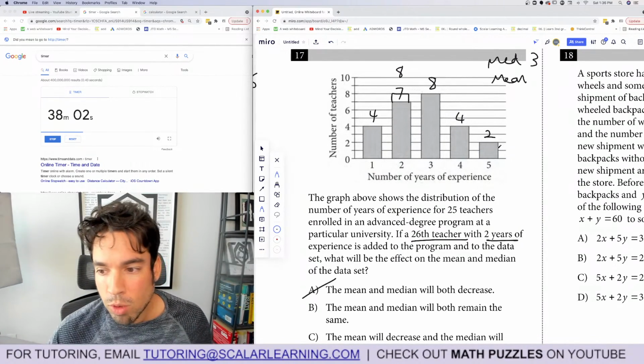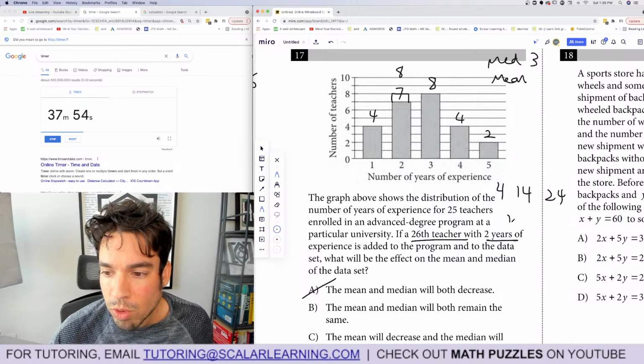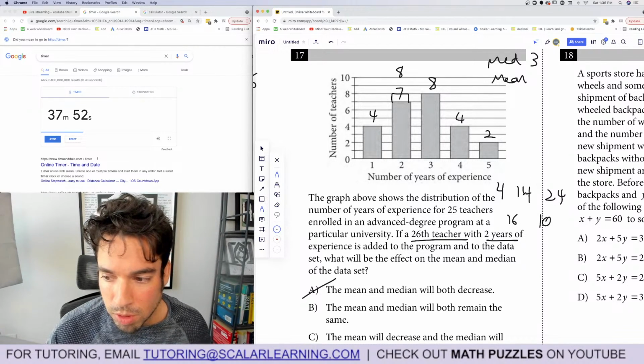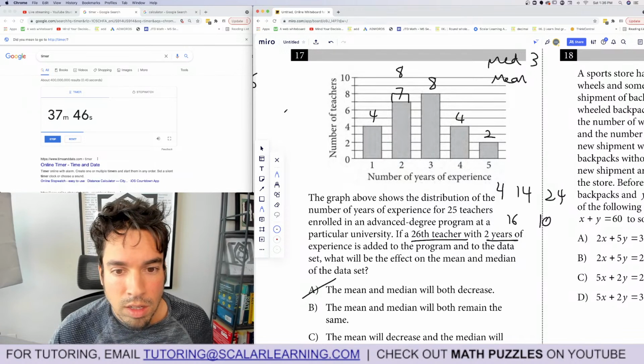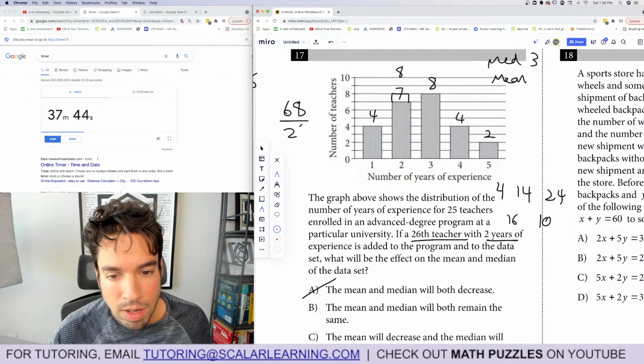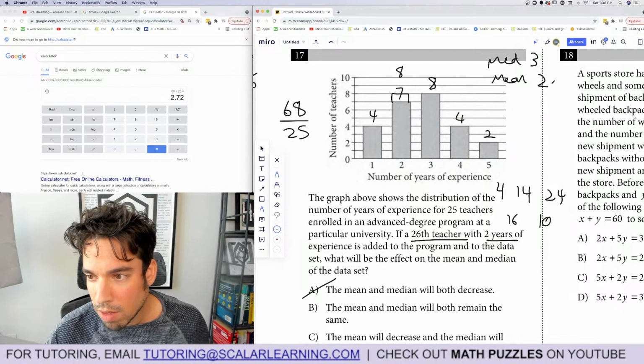So the sum is 4 times 1, which is 4. 7 times 2, which is 14. 8 times 3 is 24. 4 times 4 is 16. 2 times 5 is 10. So I'll just do this mentally: 38, 42, 52, 62, 68. So the old sum is 68, and the old mean is 68 divided by 25. 68 divided by 25 equals 2.72.